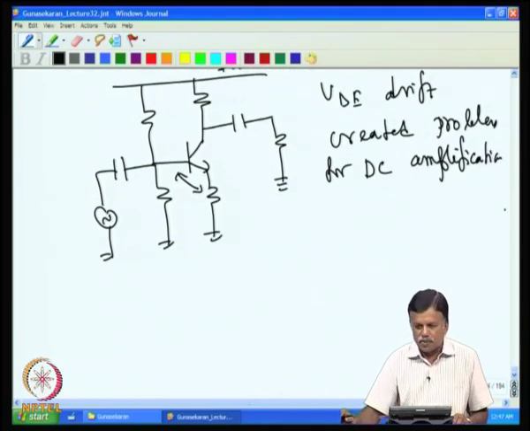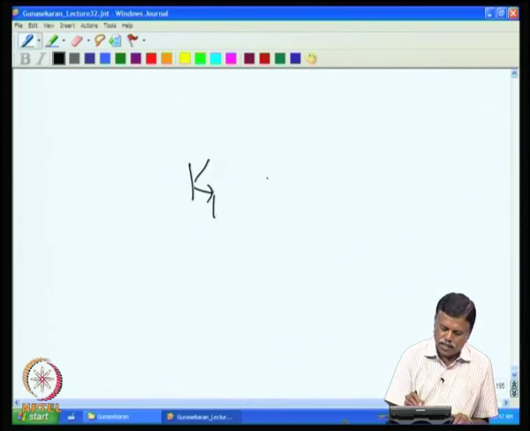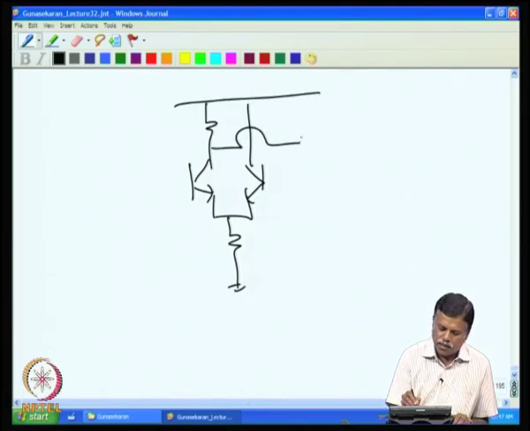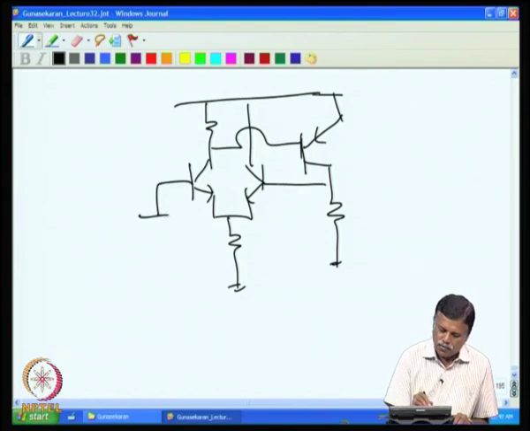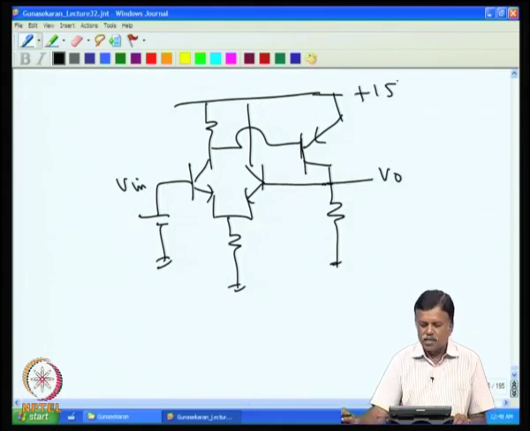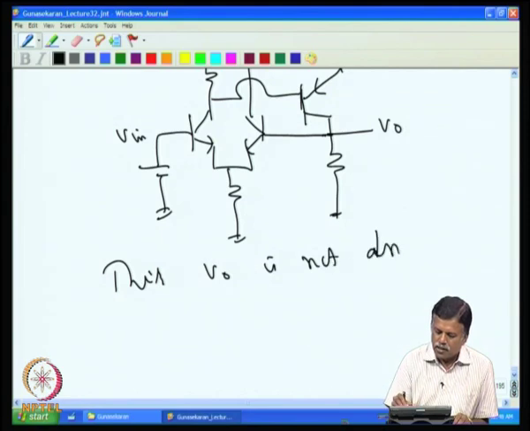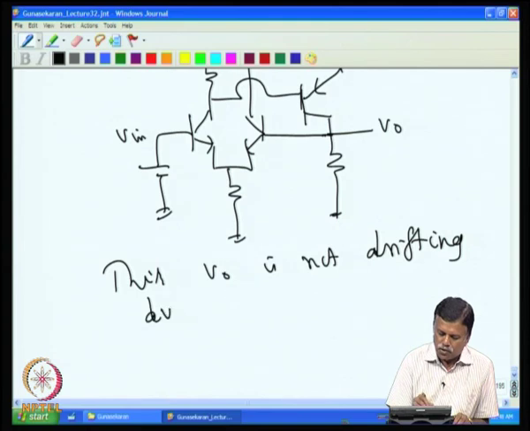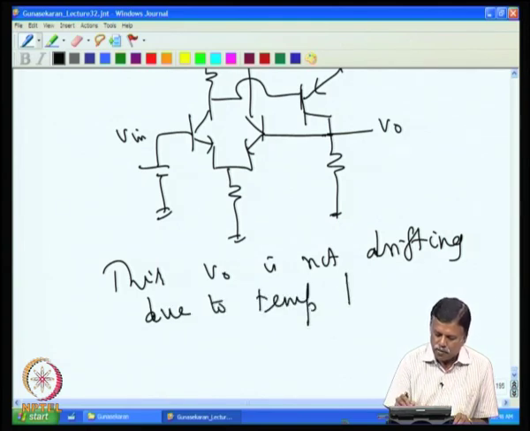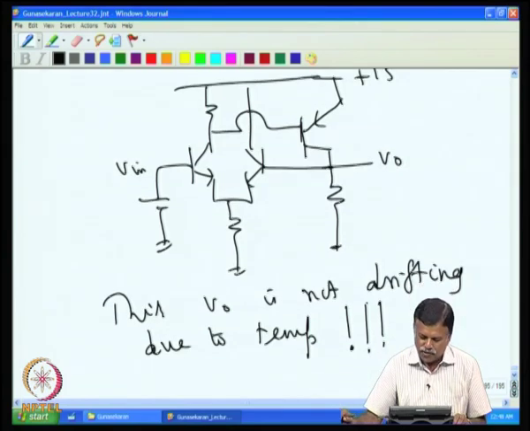So, from there we came out with the operational amplifier circuit, where the 3 transistor op amps were used. We showed you one example with the 3 transistor op amp, wherein you get the output voltage. We have the input here, V input, that becomes V output, but this output voltage is drift free. This V0 is not drifting due to temperature. This is one of the main achievements, and this is how the operational amplifier was born. So, this is basically a mini operational amplifier, and I will explain this to you.